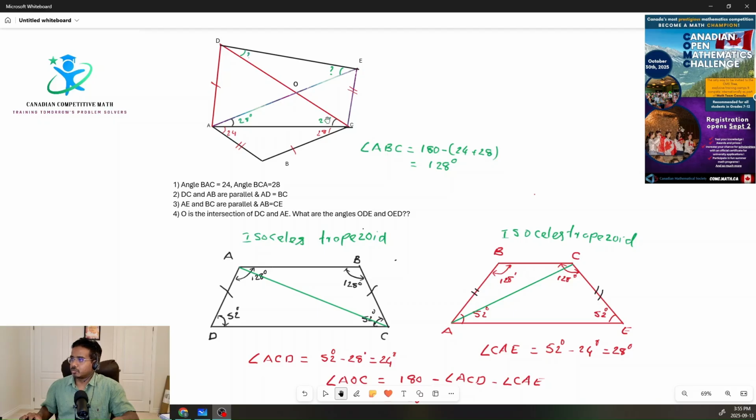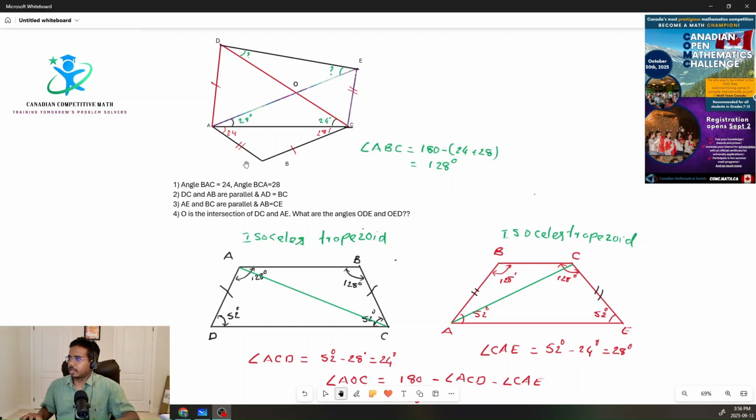So from this we have to derive what is the angle ODE and angle OED. The green ones that are here are not given in the question. I derived them at a later point. Right. So what do we have here?